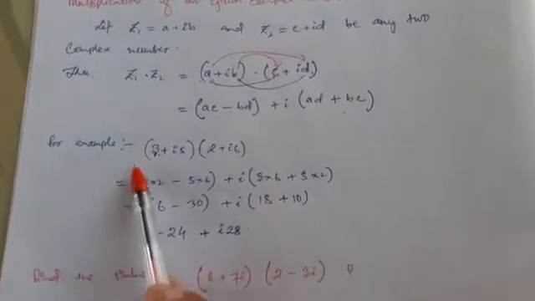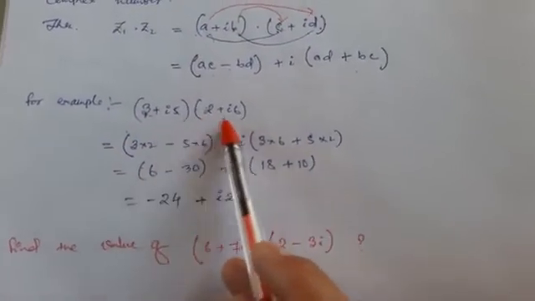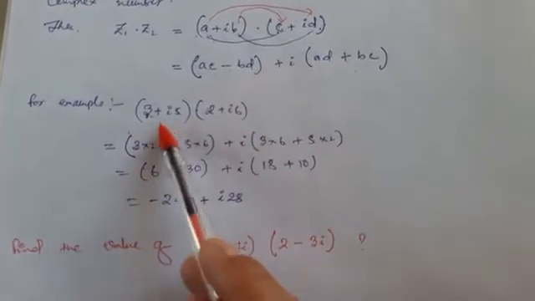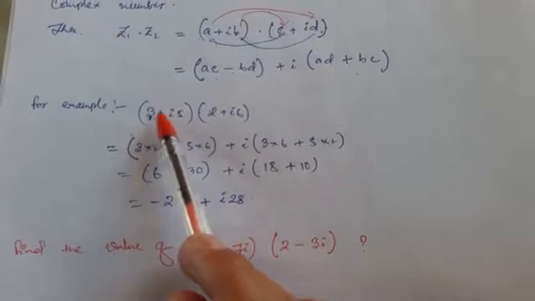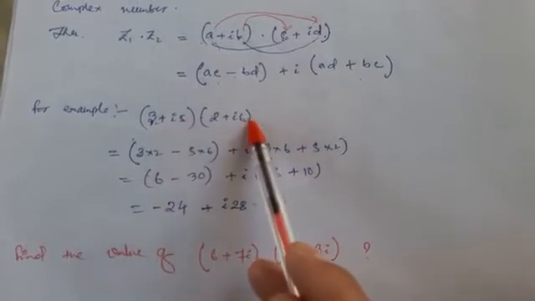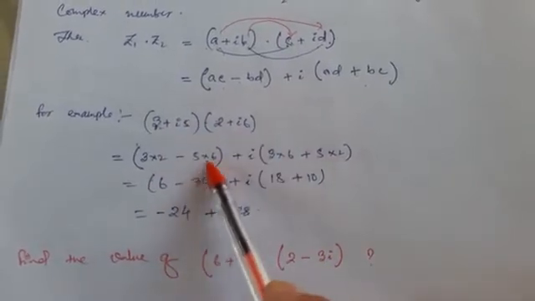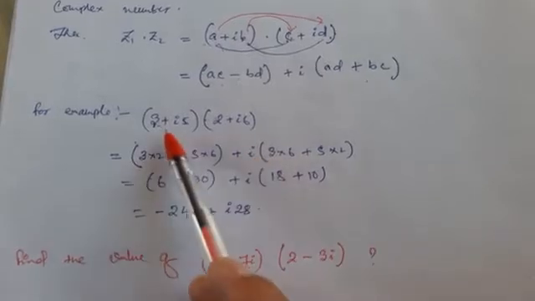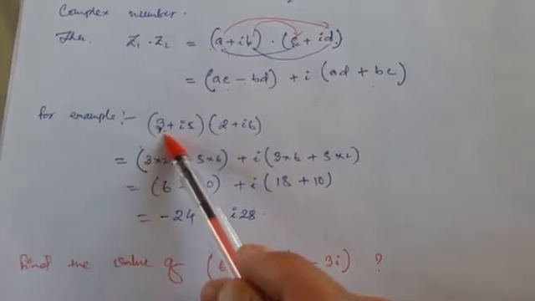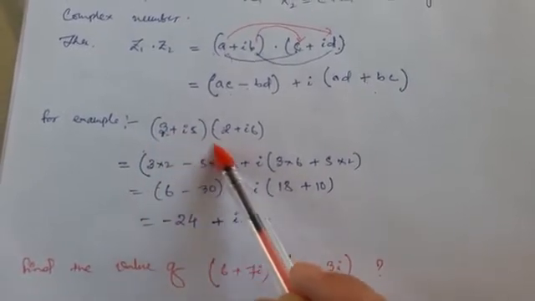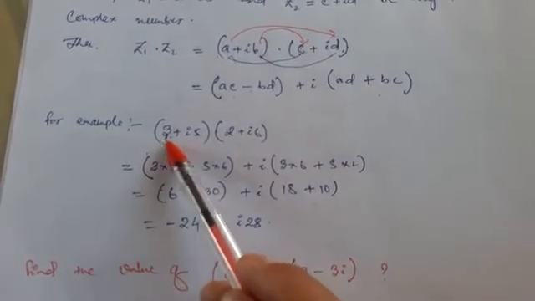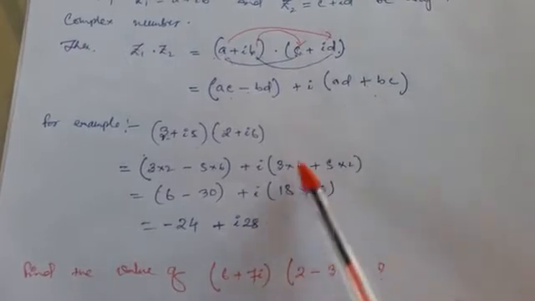See, let's take one example here. Let's find the product of these two complex numbers. By using this rule, what we have to do: multiplication of the real parts, 3 into 2, minus the imaginary into imaginary, 5 into 6, plus i. Then what is the next? The real part of the first complex number will multiply to the imaginary part of the second complex number, 3 into 6, with the plus sign.